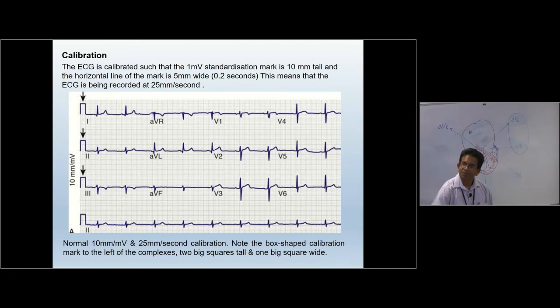All right, calibration. If you are calibrated normally, the voltage should be 10 millimeters per millivolt, and your ECG paper should run at 25 millimeters per second. That's the normal calibration. On your ECG graph, it needs to show a height of 2 big boxes, like a rectangular square on the left-hand side or the right-hand side. It's one big square in width. That's the one here. So they have calibrated in the normal way.